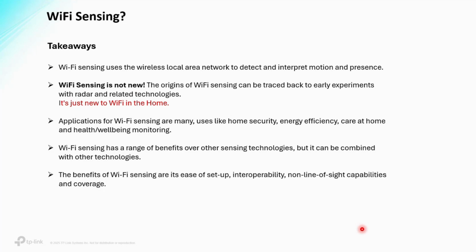The benefits of it being able to go through walls and also the range, if you think if the house is covered by Wi-Fi, and don't forget we're talking about if you extend that Wi-Fi using mesh devices, then your range of motion sensing and detection increases as well.